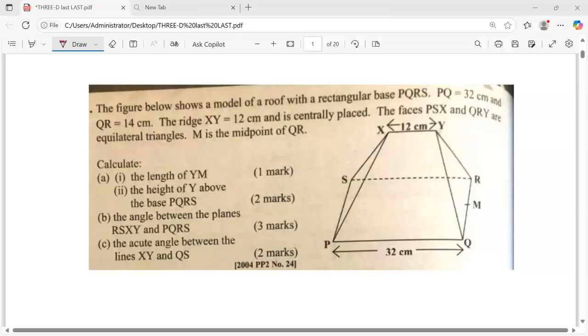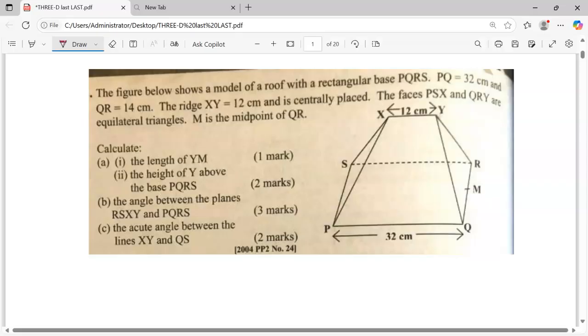YM. So the first part of the question, that is A, we are supposed to calculate YM, and in this case we are going to drop a line from Y to M, and it's going to make 90 degrees along QR, and also divide QR into 2. Remember, QR is 14 and therefore 7, 7.